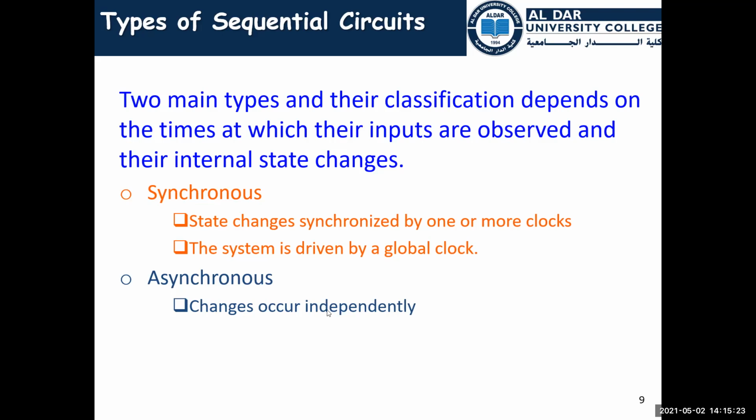But asynchronous means we have different components in the circuit, and each component has its own clock. This means that they are not synchronized together. They are working at different rates. One is faster than the other. But synchronous means they are working at the same speed. They are working together and they are changing their states at the same speed. This is the difference between synchronous and asynchronous.